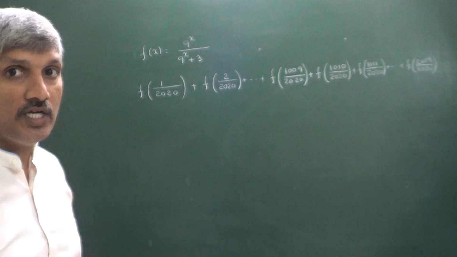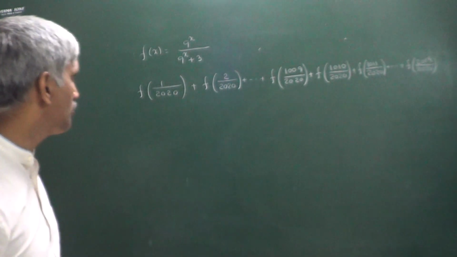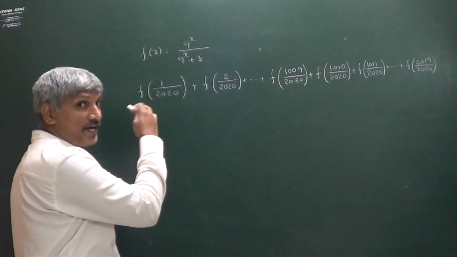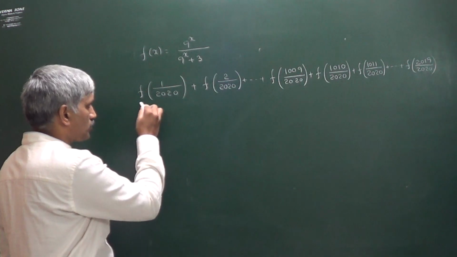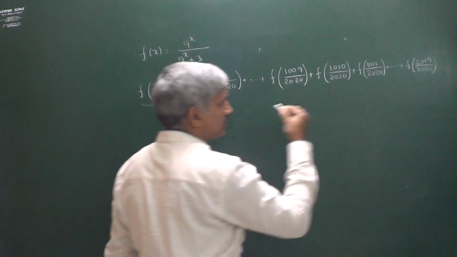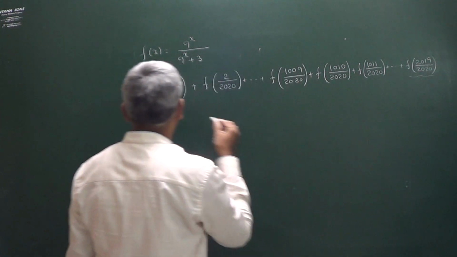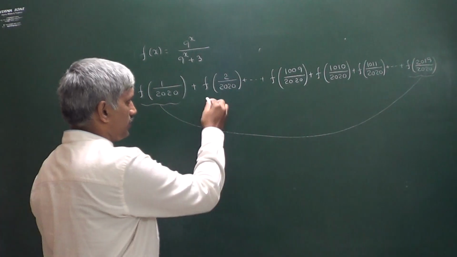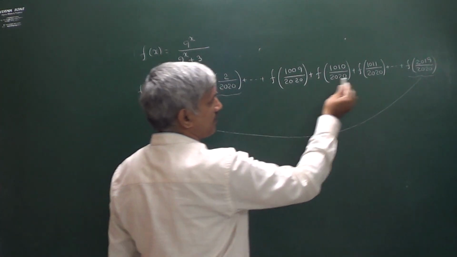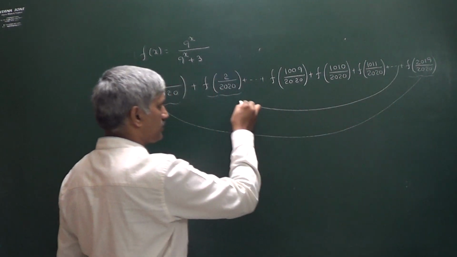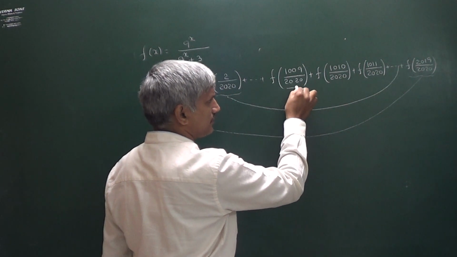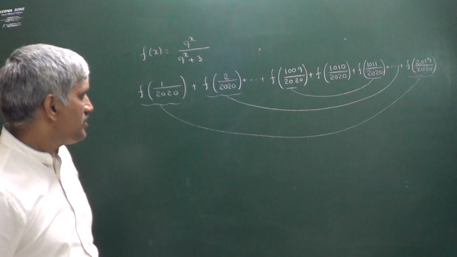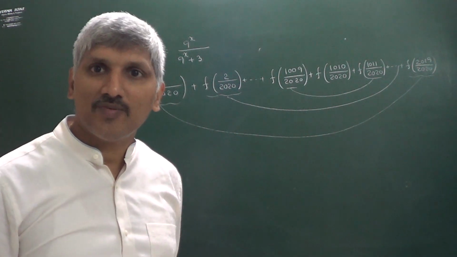f of x is given as 9 to the power of x divided by 9 to the power of x plus 3. Just observe here, getting an idea for this particular question. This one is f of x and this is f of 1 minus x. Next one, this is also f of x and here we have f of 1 minus x. Again you can check, this is f of x and this is f of 1 minus x. So that means we require a relation between f of x and f of 1 minus x.